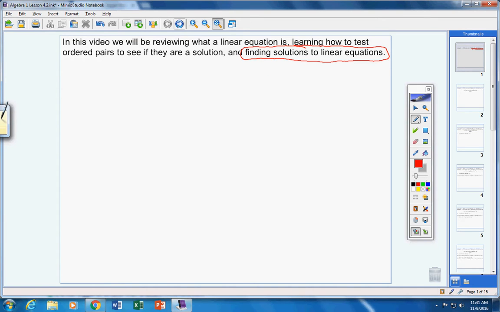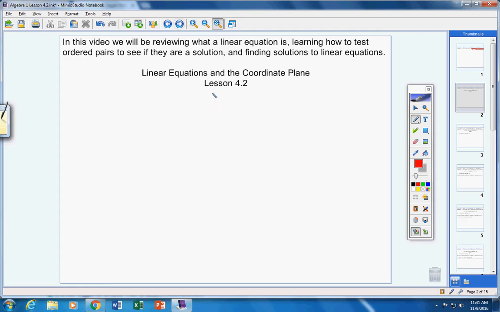Alright, here we go. Please copy down your heading, the lesson number, and today's date. Alright, linear equations and the coordinate plane, lesson 4.2. Now, we've studied linear equations already this year, and in lesson 4.1 we studied the coordinate plane. Well, now we're going to tie these two things together. Okay, we're going to tie these two things together.